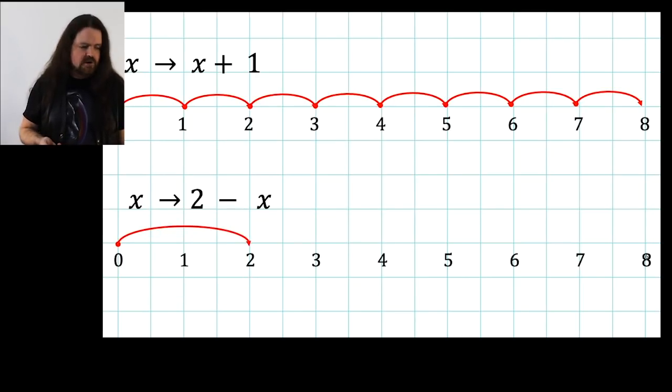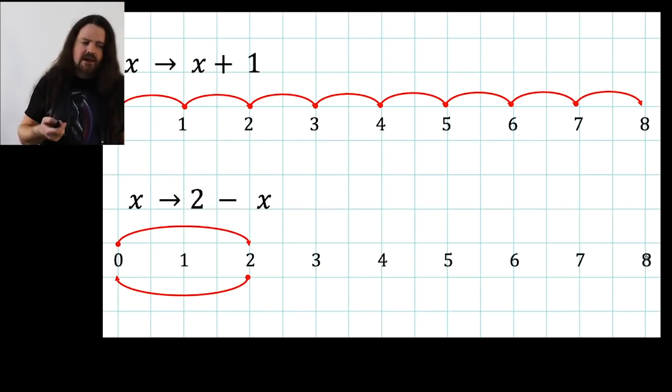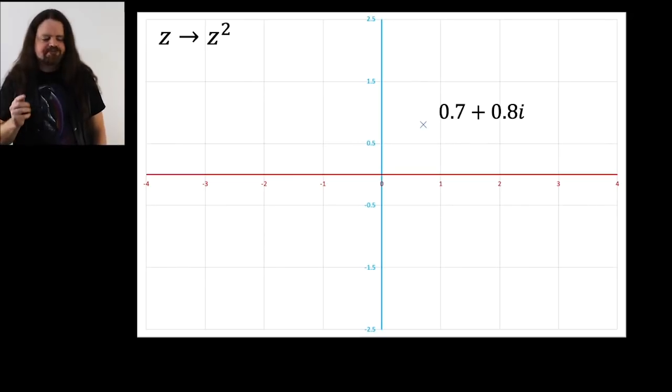2 minus 2 is 0. 2 minus 0 is 2. 2 minus 2 is 0. It just loops round and round and round.